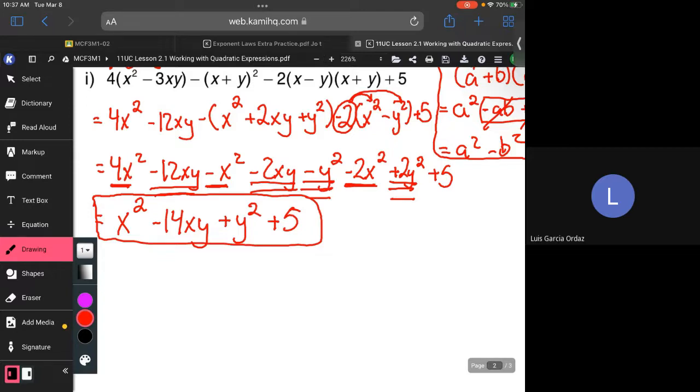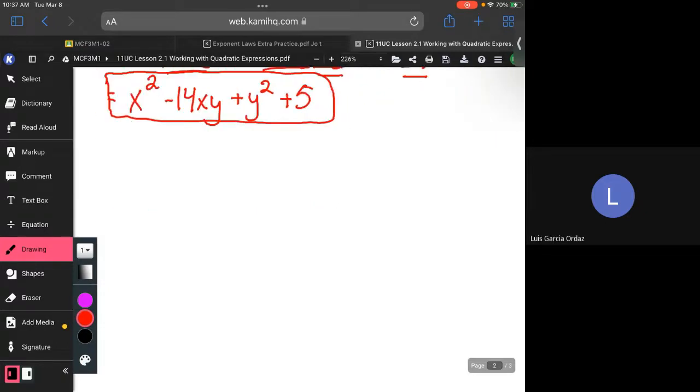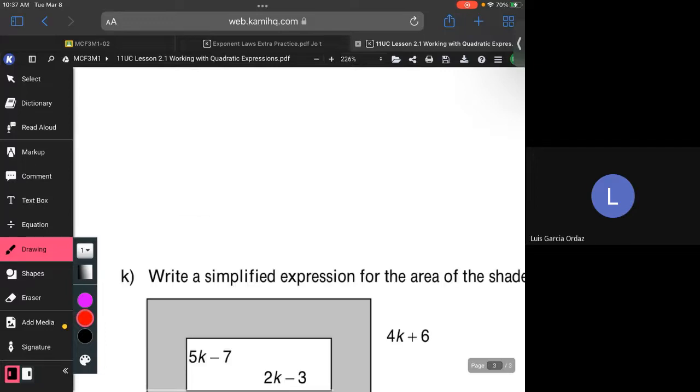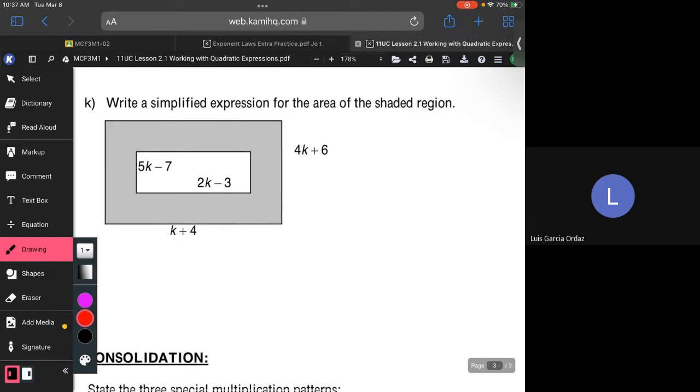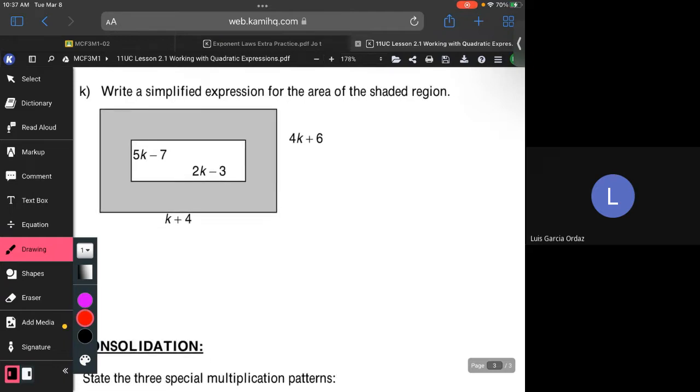So J is the same thing as what we did with x minus y times x plus y. So you guys can do J on your own. I want to do this word problem first. I want to write a simplified expression for the area of the shaded region. So who can tell me how we're going to start this question? How am I going to find the area of my shaded region, which is the red part over here?